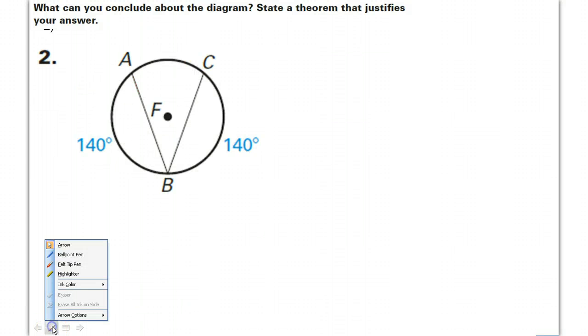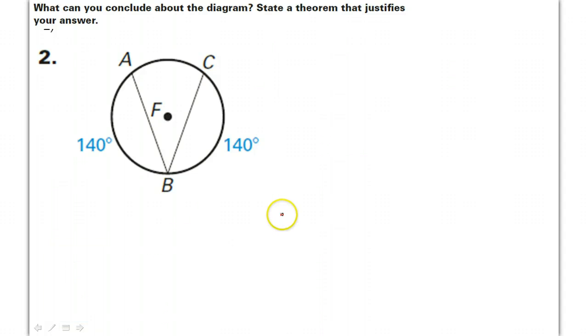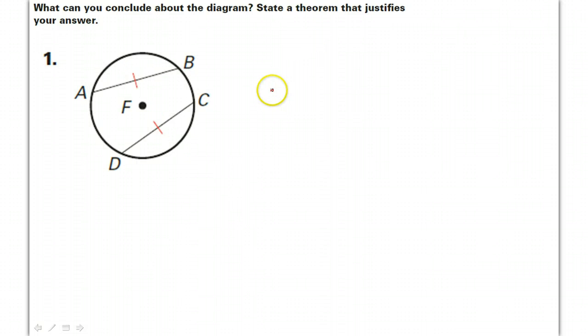Alright, for problem numbers 1, 2, and 3, when I ask what you can conclude about the diagram, I'm just looking for a congruent statement. Something is congruent to something. Make sure you don't state something that's already given. You have to state something else. In this case, we're given that segment AB is congruent to segment DC.